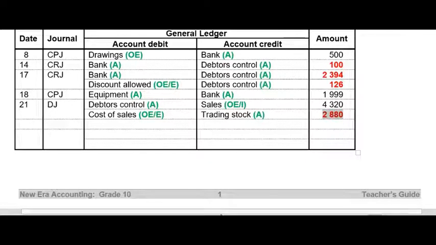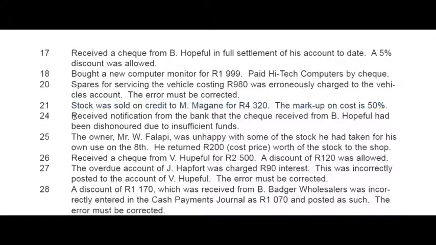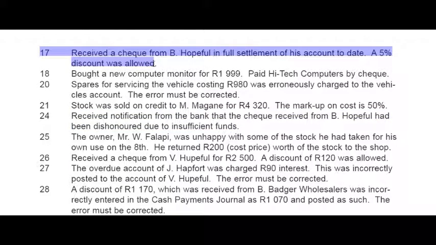Normal DJ transaction. Then the next transaction on the 24th said received a notification from the bank that the check received from B Hopeful had been dishonored due to insufficient funds. Now the only check that we have received from B Hopeful is this one on the 17th. Okay, and we recorded it in the CRJ. It had 5% discount that was allowed on it.